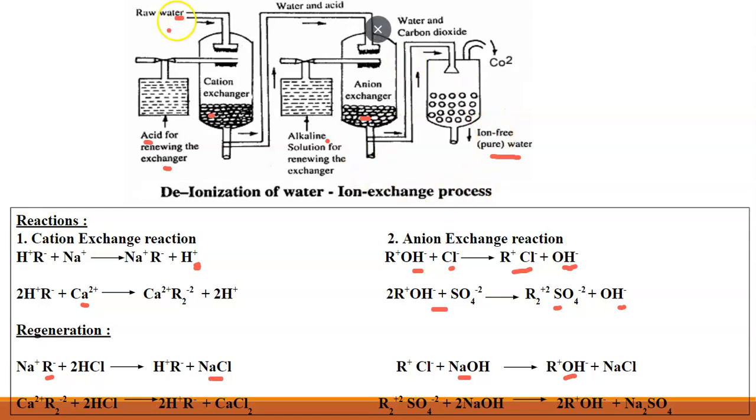You can see, as compared to the zeolite process, this process is a little complicated, and so the operational cost is also higher, because in this case we are using strong acids and a strong base for regeneration, while in the zeolite process we were using a brine solution. However, the water which we get in the deionization process is much more pure than what we got in the zeolite process. In the zeolite process, all the sodium ions were going into the water. So it wasn't as pure as the water which we get in the ion exchange process.